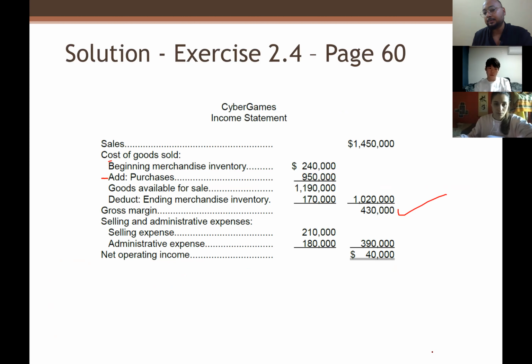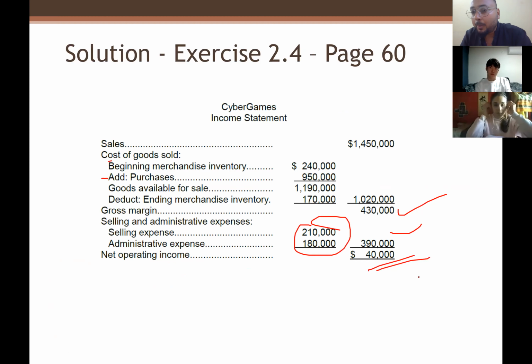So we have a gross margin worth of 430,000, and less selling and admin. So selling and admin total 390,000. Answer is 40,000 net operating income. Right? So the reason I put it here is that we are not given data in the form of fixed and variable cost, right?